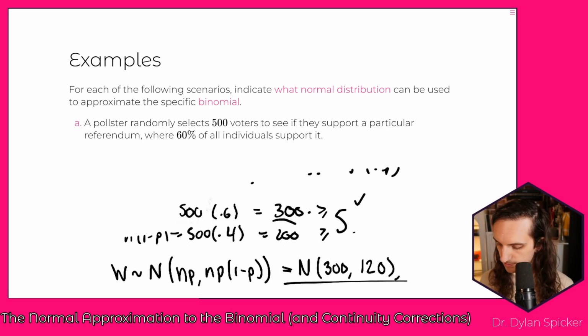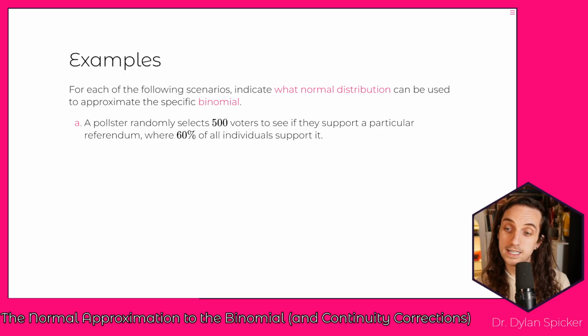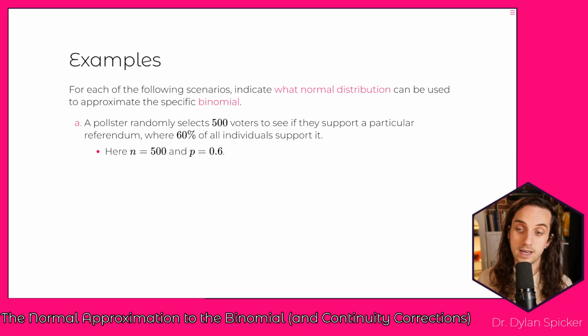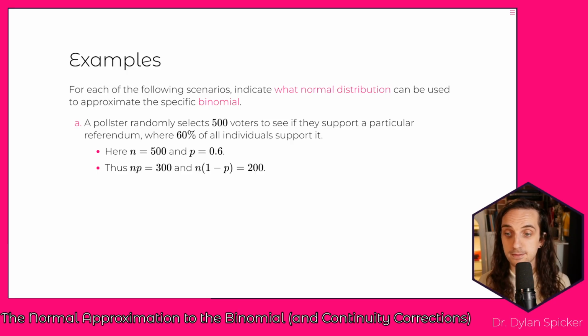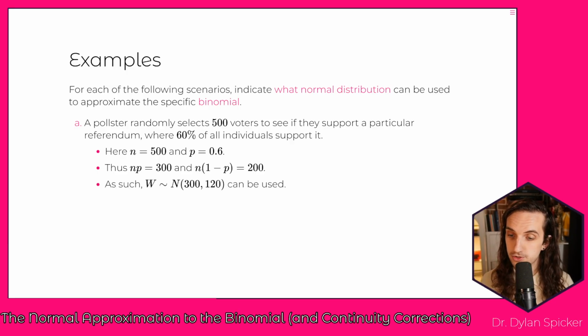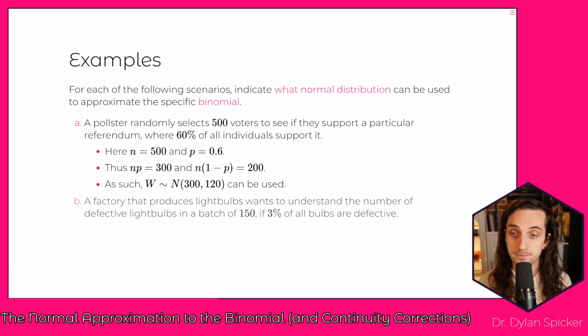Okay, so we checked to make sure that the normal distribution was appropriate, and then we can work out which one it is. So n is 500, p is 0.6, n times p is 300, n times (1 minus p) is 200. So then W should be a normal with mean 300 and variance 120.